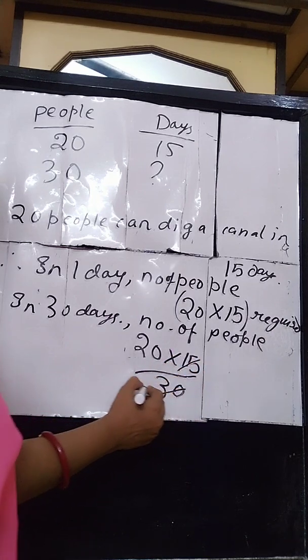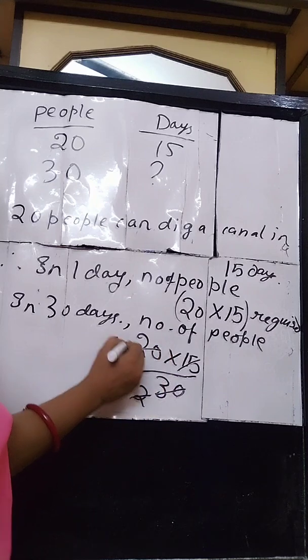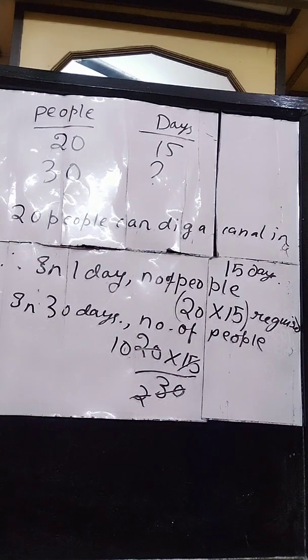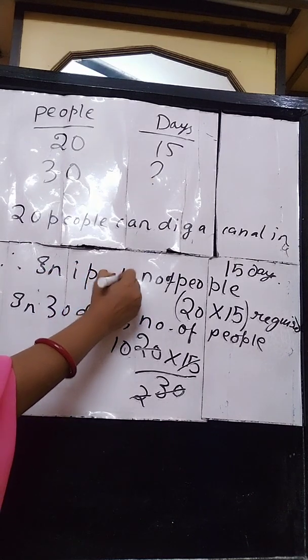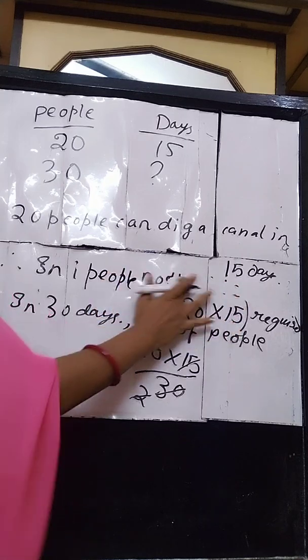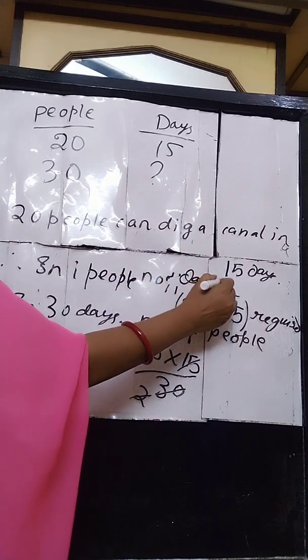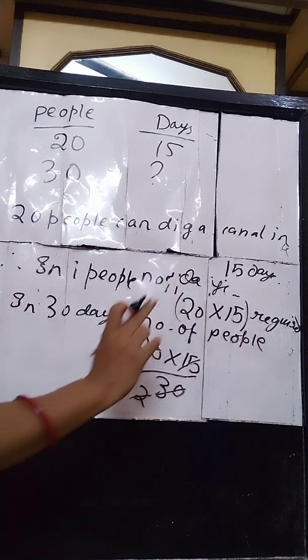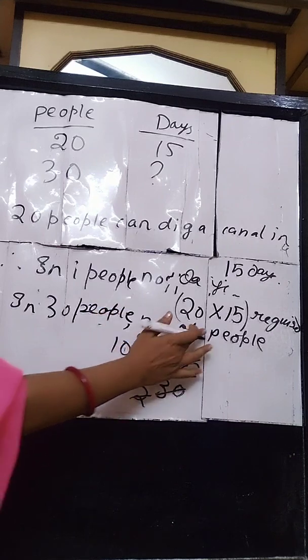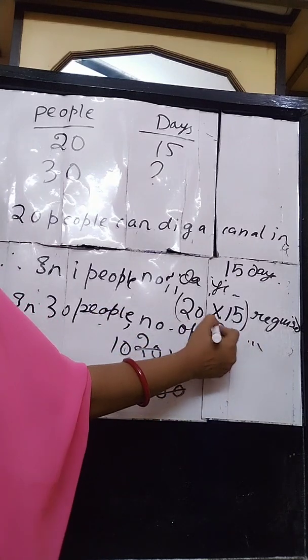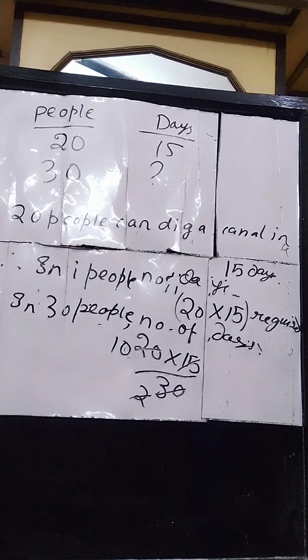So 15 2s are 30 and 2 10. So answer will be 10 days in, 10 people. No, sorry. This was in 1 people, number of days. This was number of days required, and 30 people, number of days equals to 10 days. So 10 days required.